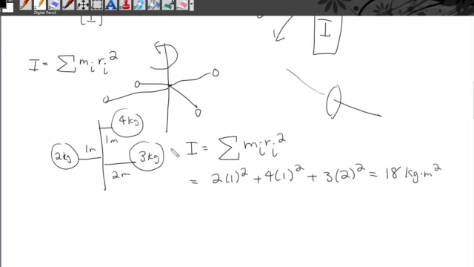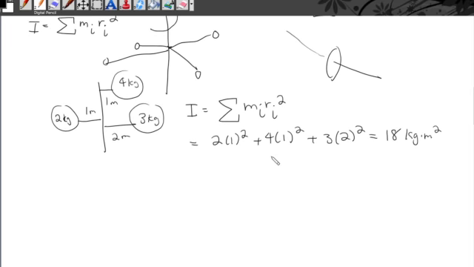So this is if you have several point masses. Now what if you have some long mass? Let's say I have a rod, and let's say it's rotating about its center. So then the axis of rotation would be like this. How would I find the moment of inertia of this?